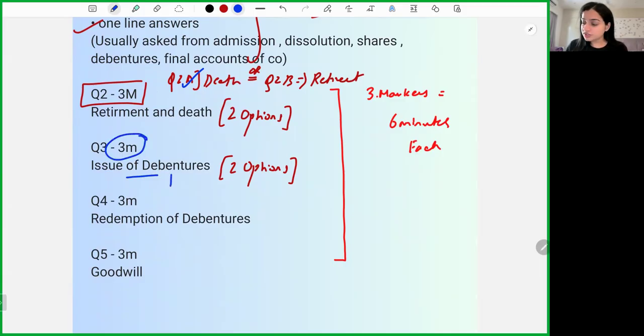There are two questions that are usually asked from this also. You have question 3A and question 3B. You will have an option out of the two. What is it that they test on?